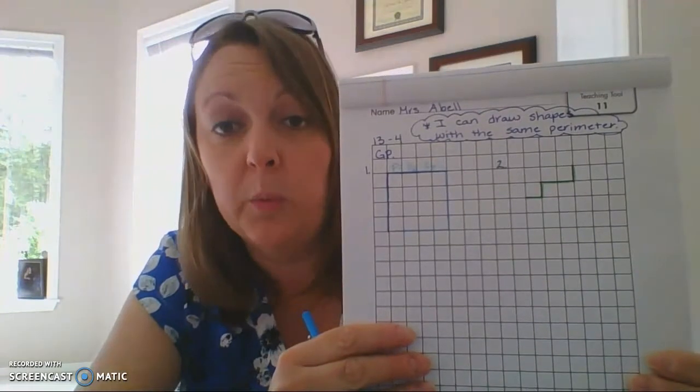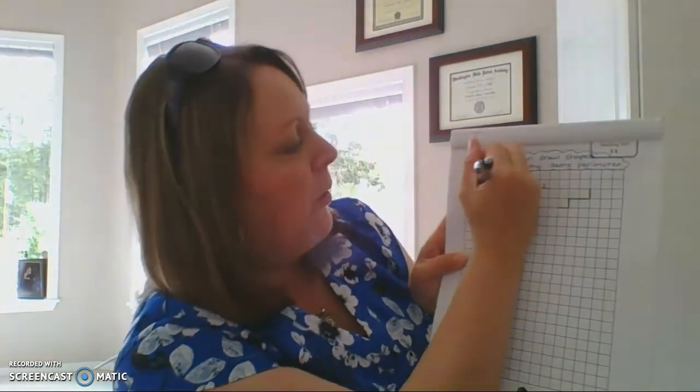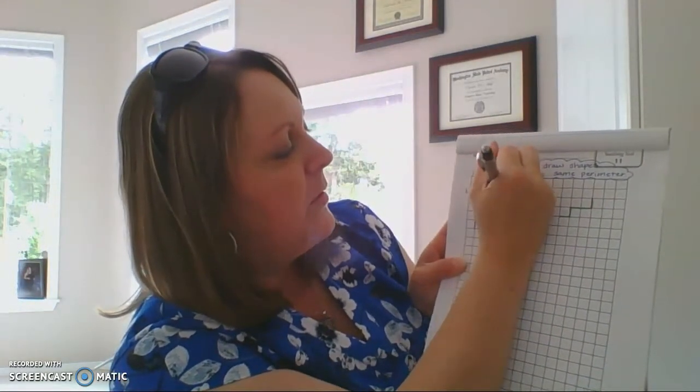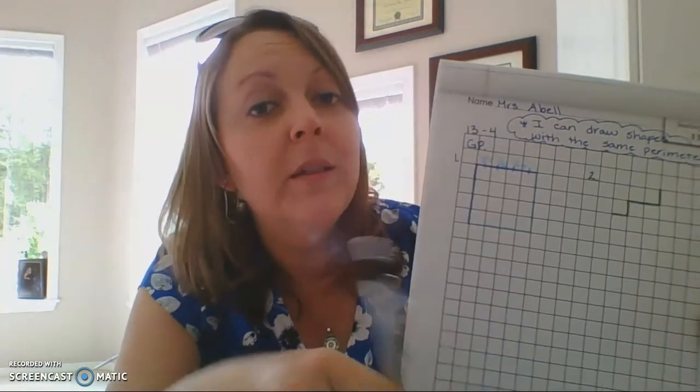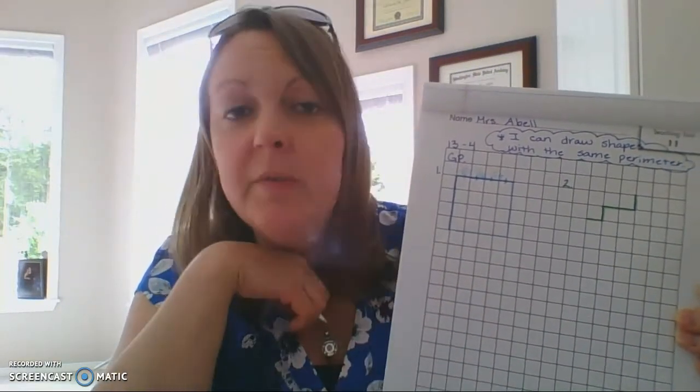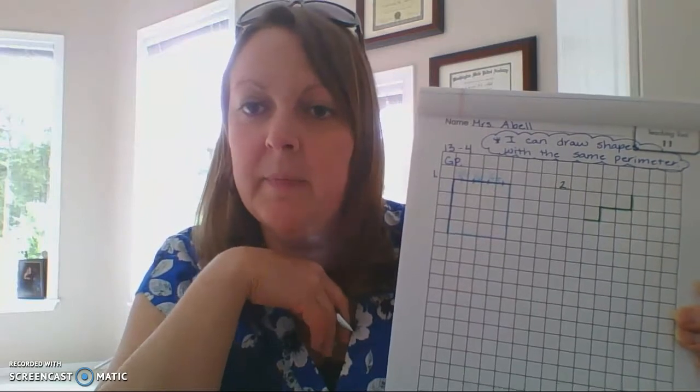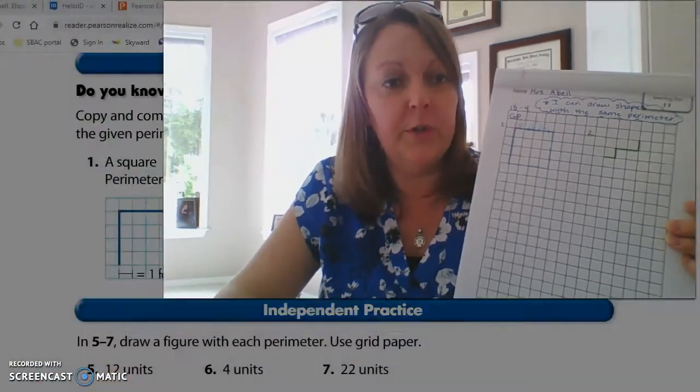Now to check your work, you can count all the way around. And I like to do that by making hash marks. So I would go with 1, 2, 3, 4, just like that, and go all the way around to make sure. But I know that if I have 4 on the top and it's a perfect square, then 4 times 4 is 16.